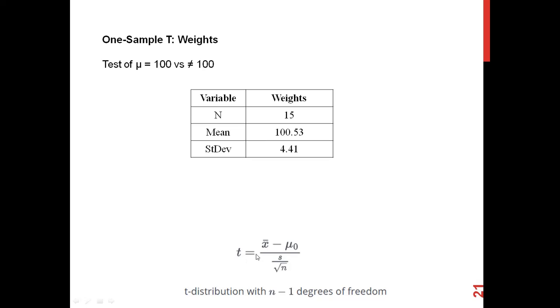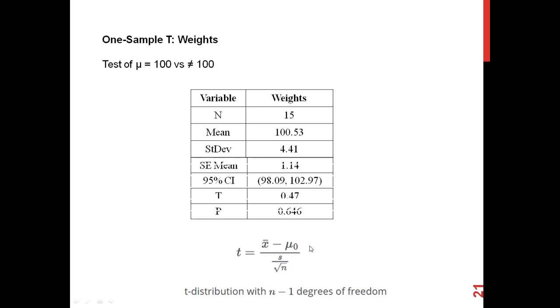So we compute the test statistic as x bar minus mu naught divided by s by root n. x bar is 100.53, mu naught is the value of interest, that is 100, s is 4.41, n is 15. We could compare it with the t distribution, but we have not studied t, so you can compare this with again 1.96 as the cutoff value. Now this value turns out to be 0.47, which is less than 1.96. So we do not reject H0. So we say that mu equal to 100 is an acceptable value.